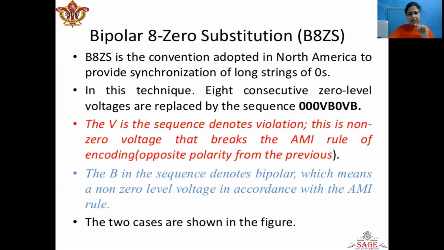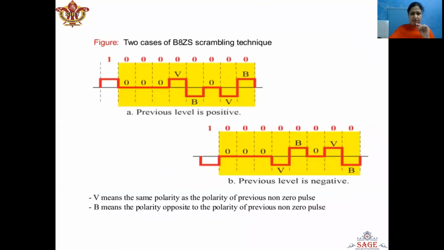In this technique, 8 consecutive zero-level voltages are replaced by the sequence 000V, B0, VB, where V represents the violation. This is the non-zero voltage that breaks the AMI rule of encoding, which is the opposite polarity from the previous one. And B is known as bipolar alternation, which means a non-zero voltage in accordance with the AMI rule. Now, this is described in the figure here.